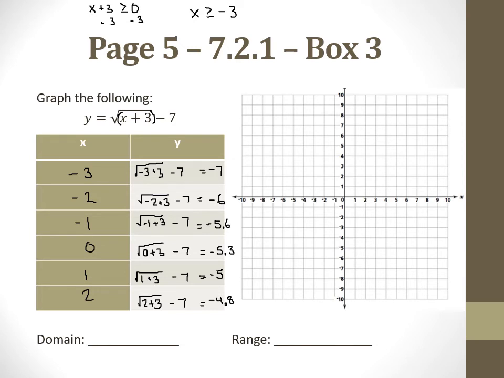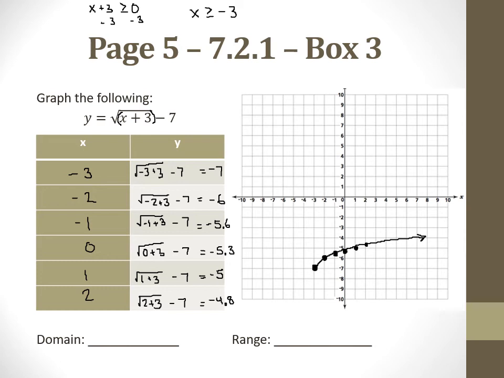So if I go to graph this, my starting point is at x is negative 3, y is negative 7. So I start there, and then I have points at negative 2, negative 6, negative 1, negative 5.6, so about negative 5.5, 0, negative 5.3, so just a little below negative 5. X is 1, y is exactly negative 5, so that one is right on the crosshairs. And then x is 2, y is negative 4.8. So I'm starting at negative 3, comma negative 7, and curving up like so.